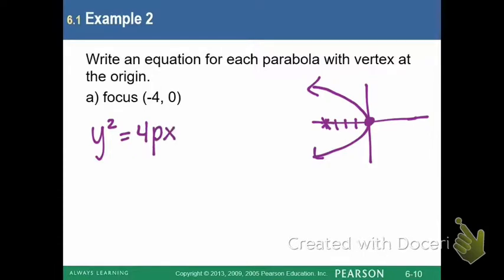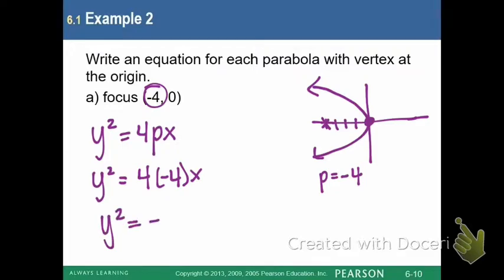Okay? So then all I have to do is plug in the value of p. From the vertex to the focus, that is the value of p. Because I'm moving left, that tells me that p has to be negative, right? You can also use it from the focus. So we just need to plug that in. y squared equals 4 times negative 4x. So y squared equals negative 16x.